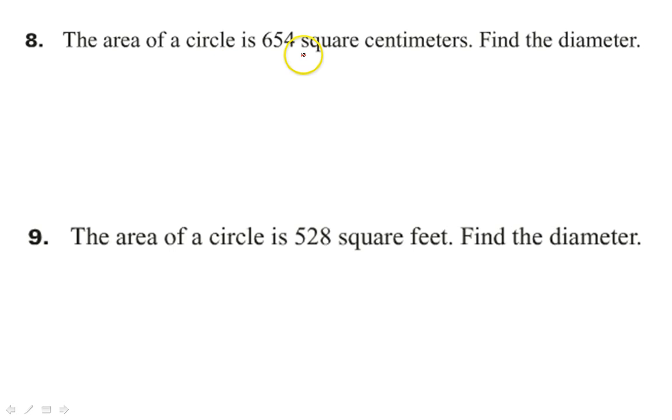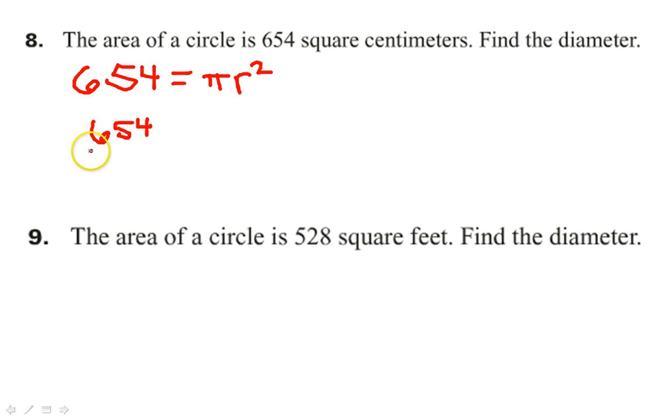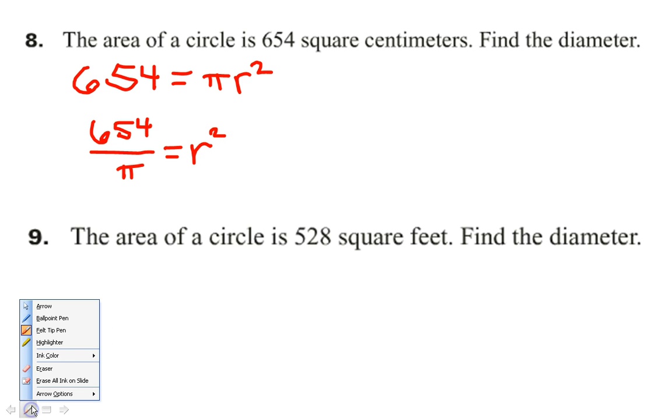The area of the circle is 654. So area equals pi r squared. So 654 equals pi r squared. Okay, so 654 over pi equals r squared. Time to take the square root of both sides.